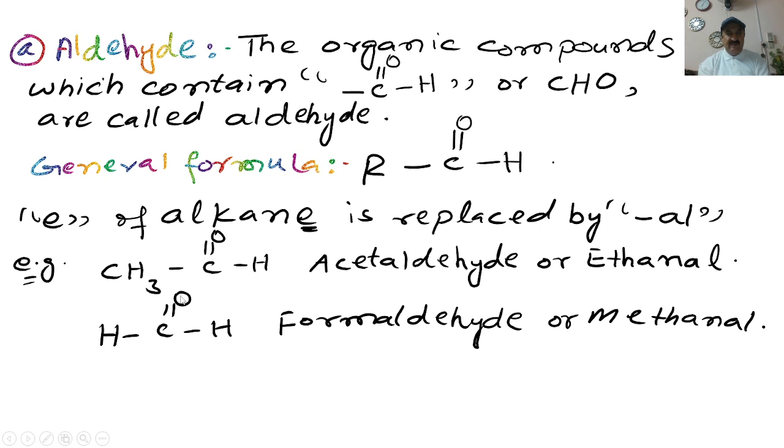For example, CH3C double bond OH. Its common name is acetaldehyde. In alkane there are two carbon atoms, so it is called ethane. So E will be replaced here by AL, so its name will be ethanal. Here it contains one carbon, so in the IUPAC system, in alkane it is methane. So the last E of methane will be replaced by AL, and its common name is formaldehyde.